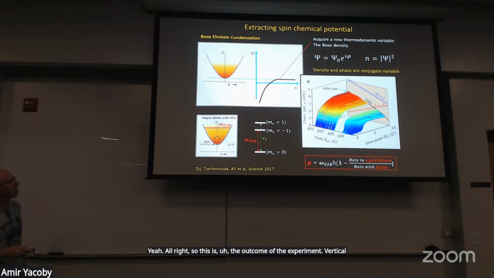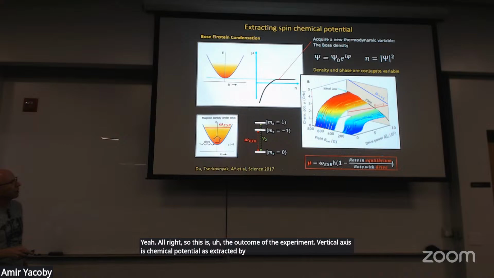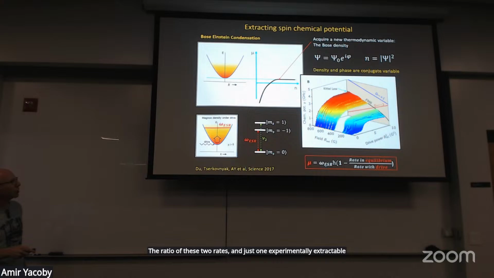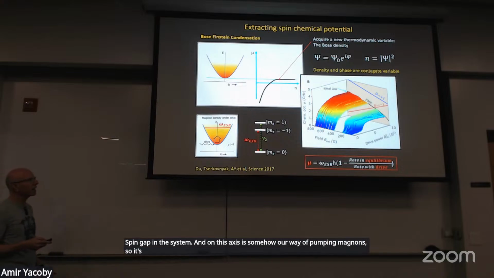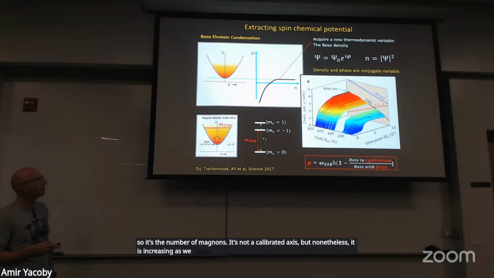All right, so this is the outcome of the experiment. Vertical axis is chemical potential as extracted by the ratio of these two rates and just one experimentally extractable parameter, which is the level splitting of my NV center that I know by other means. So it's a very, very simple relation relating relaxation rates to chemical potential. On this axis is the magnetic field. Remember, magnetic field is controlling the spin gap in the system. And on this axis is somehow our way of pumping magnons. So it's the number of magnons. It's not a calibrated axis, but nonetheless, it is increasing as we go to the right along this axis.